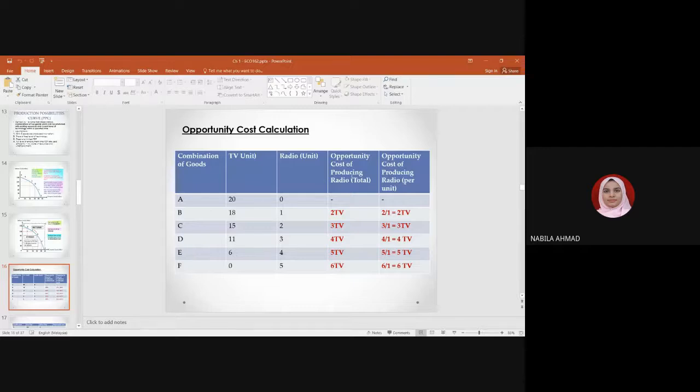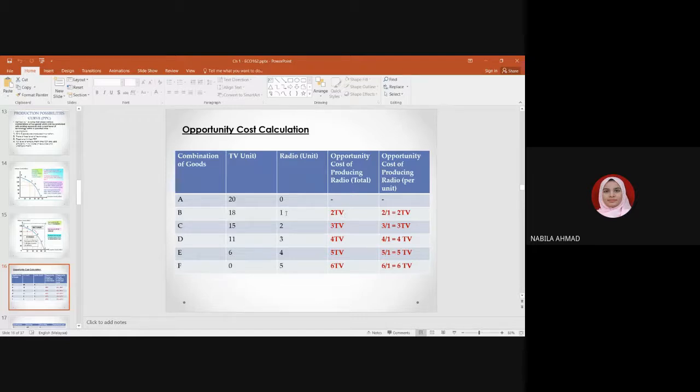Okay, so kita nak kira opportunity cost of producing a radio ataupun opportunity cost of radio. So kalau kita nak kira opportunity cost of radio or producing radio, maknanya kita nak produce radio dan kita akan lepaskan TV. Okay, so let's say daripada kosong kita produce satu radio, kita tambah satu unit radio. So kita tak boleh produce sama TV lah, kita kena kurangkan production of television. So 20 minus 18, 2 TV. So 2 TV ni adalah opportunity cost.